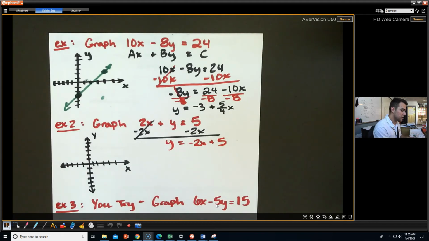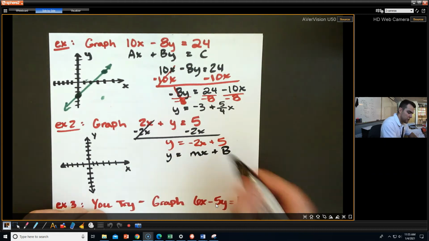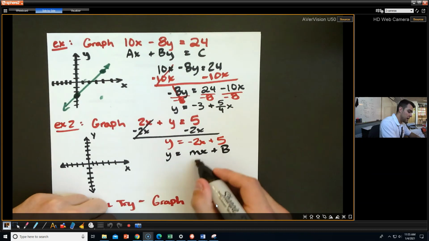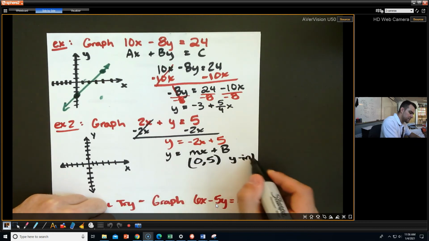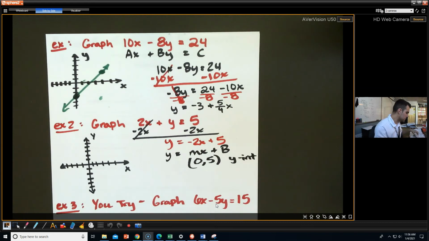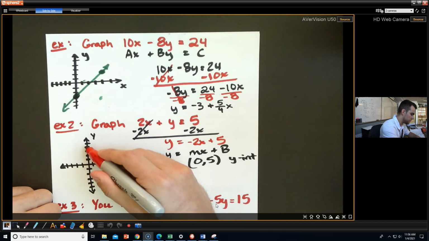So again, I know this is of the form y equals mx plus b. So I'm going to have (0, 5) as my y-intercept. So let's plot that. (0, 5), where are you? You are right up here. 1, 2, 3, 4, 5.